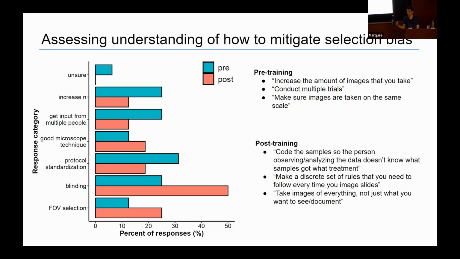After training, the student responses now tended more towards things like blinding or towards making specific rules for how to define where to take images when you're using a microscope. So these free response questions, although they're a lot more difficult to collect and a lot more difficult to analyze, can give you more insight into what the students are actually thinking. And with that information, you can then hopefully mitigate misunderstandings or misconceptions in your training.